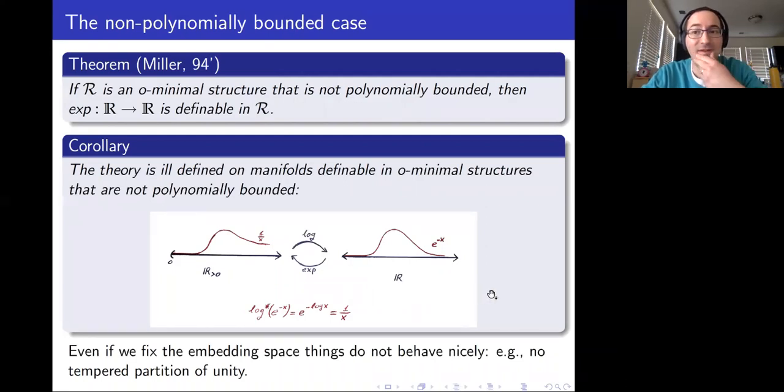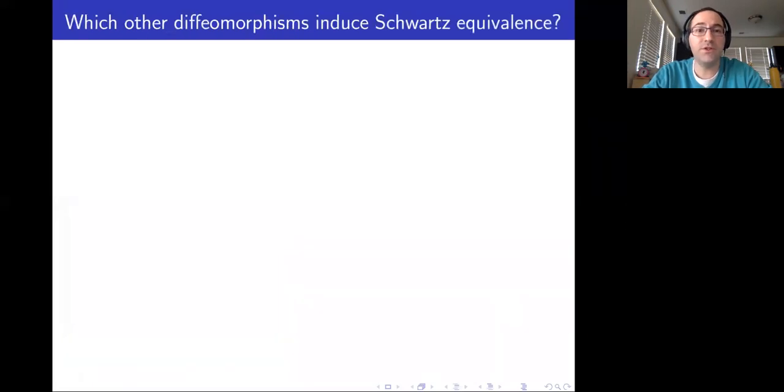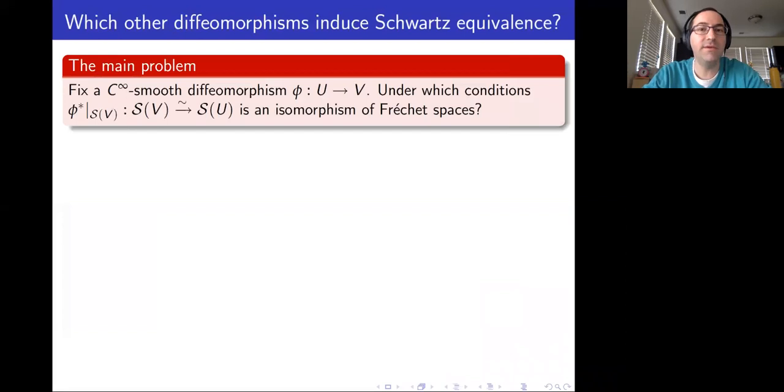Now I want to talk about a different scenario. The second part is based on a work with Eden Prives. Let's go to the basic question, which is the main problem. We have a C infinity smooth diffeomorphism, and we ask under what condition it induces an isomorphism of Fréchet spaces.